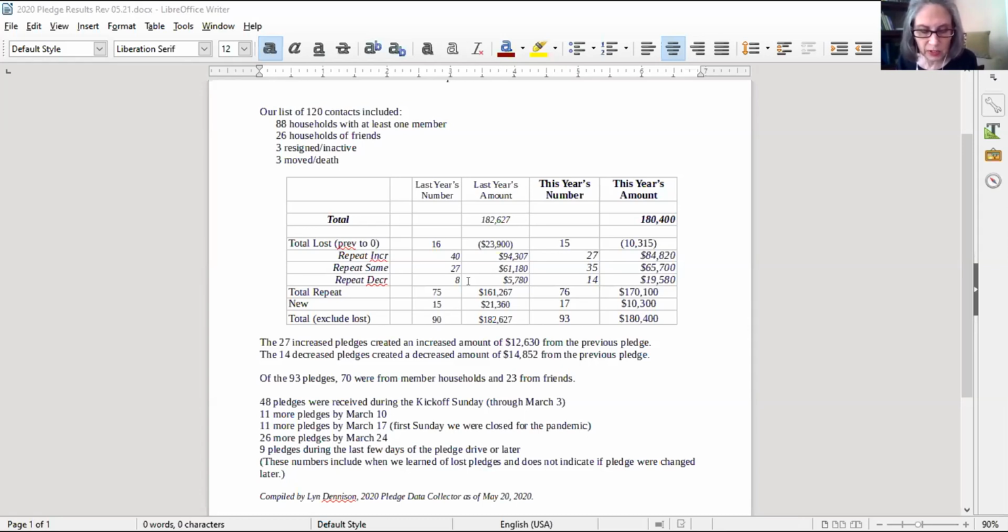The detailed report that you see on the screen is available in the full annual report, which is online. This report is as of May the 20th and doesn't reflect any adjustments since then. There were a few, I think, but not a lot. One interesting number is that about a fourth of our pledges come from friends, while the rest come from member households. So many thanks to both our members and friends for supporting our church. And I'll turn this over to the moderator to take any questions. Okay, Mindy, do we have any questions on this?